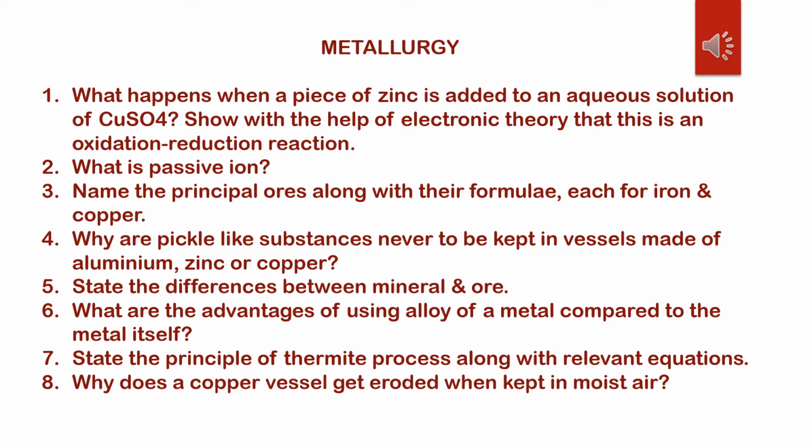The last but not the least question, why does a copper vessel get eroded when kept in moist air? Answer, when the copper surface is exposed to moist air for a prolonged period of time, it slowly converts into basic copper carbonate. This forms a green-colored coating on the metal surface. Basic copper carbonate is a mixture of copper carbonate CuCO3 and copper hydroxide Cu(OH)2. Due to lower reactivity of copper metal, the process of such type of corrosion is very slow.